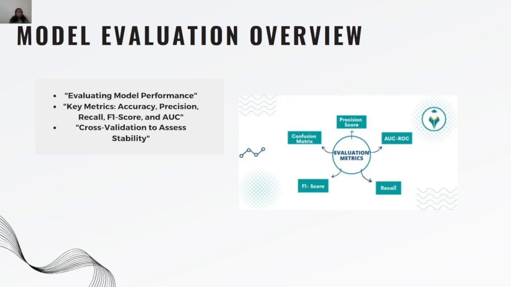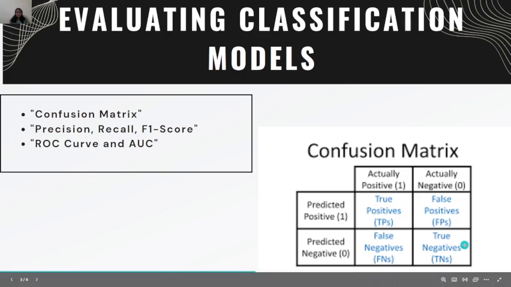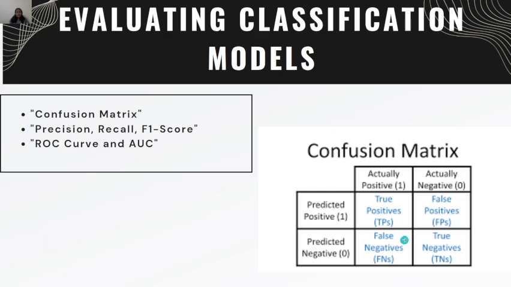Okay, so next we have evaluating classification models. Let's first focus on classification models. A powerful tool for evaluating classification models is the confusion matrix, which compares the actual and predicted classifications. True positive: correctly predicted positive cases. True negative: correctly predicted negative cases. False positive: incorrectly predicted positive cases. False negative: incorrectly predicted negative cases.